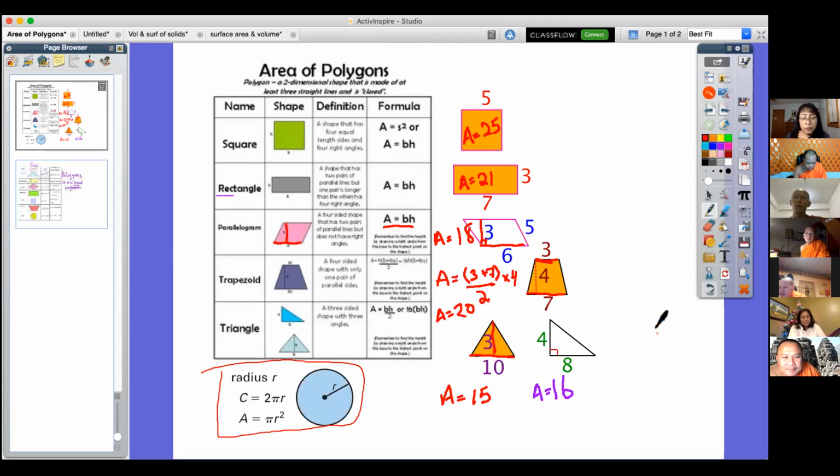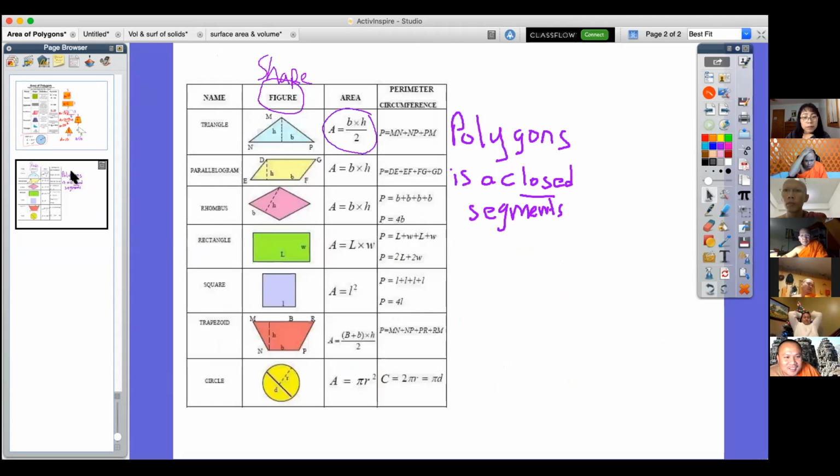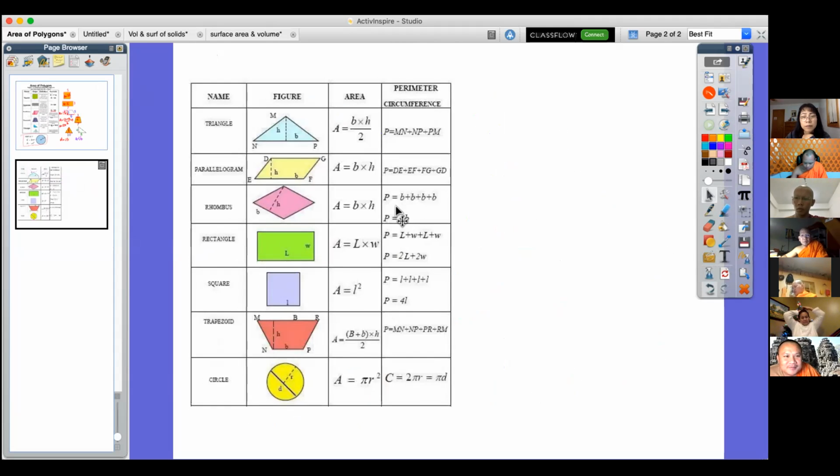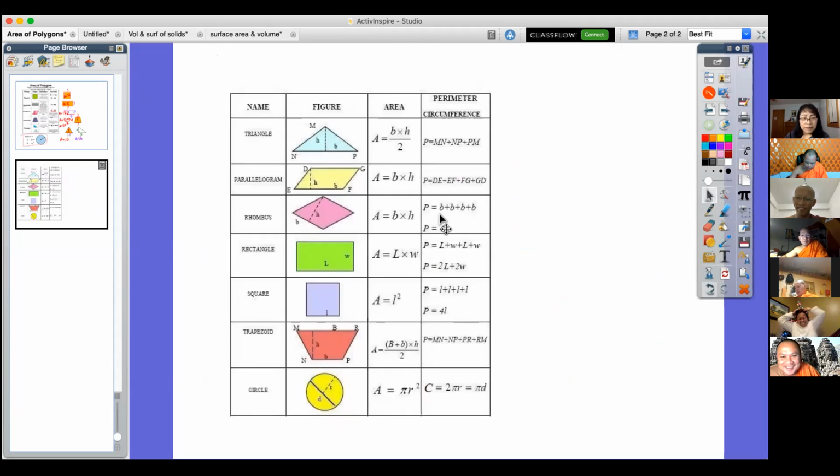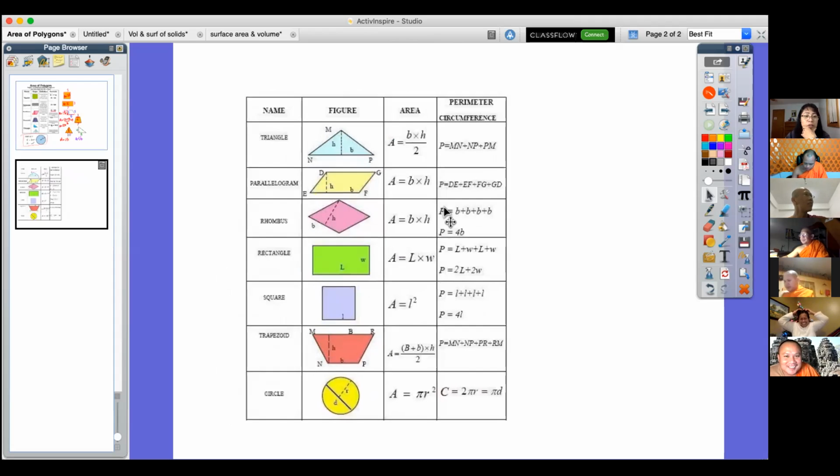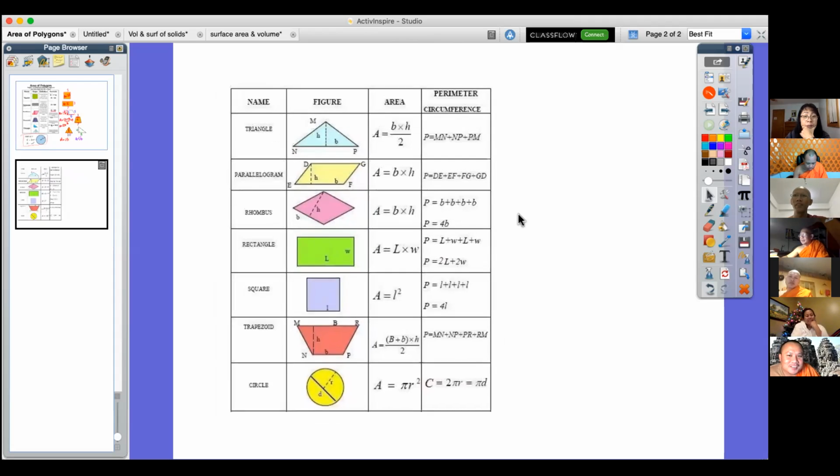Let me see again. The formulas for the shapes: square, rectangle, parallelogram, trapezoid, triangle. Right here, because this is what you're missing right here.